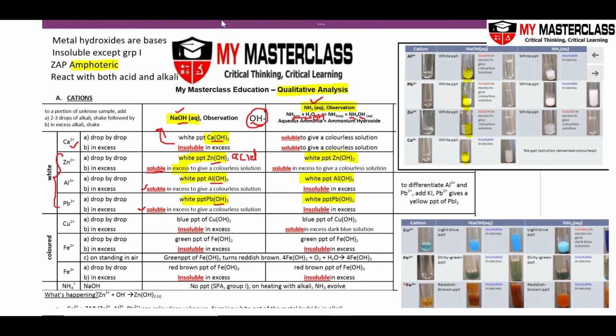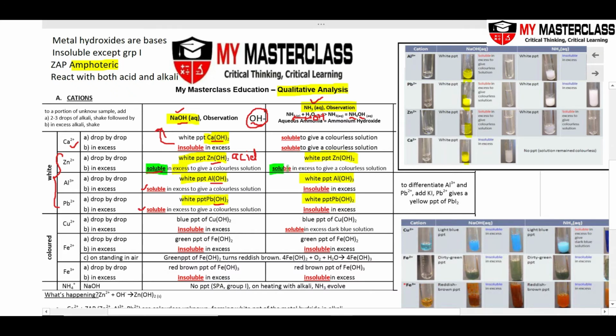Okay, zinc is the only Zn that is soluble in both the alkalis. So zinc is the only one that's soluble in both the alkalis. All right, and then I add in excess, I will get insoluble for both my aluminium and lead. So aluminium and lead are insoluble in the weak alkali, right? I cannot conclude which is aluminium, which is lead.